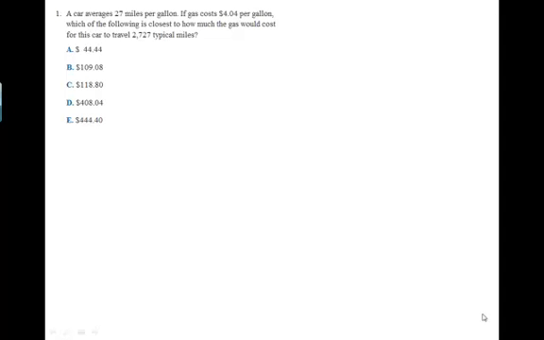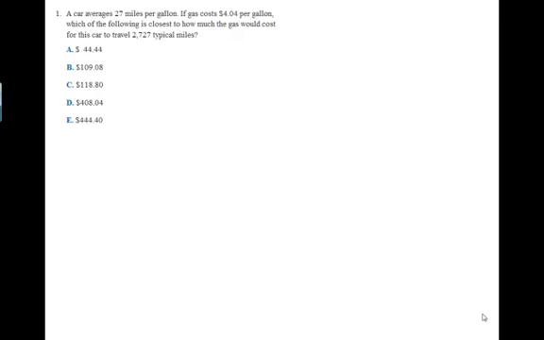A car averages 27 miles per gallon. Gas costs $4.04 per gallon. Which of the following is closest to how much the gas would cost for this car to travel 2,727 typical miles? Well, I start off, I try to think of a formula that relates miles, gallons, cost.